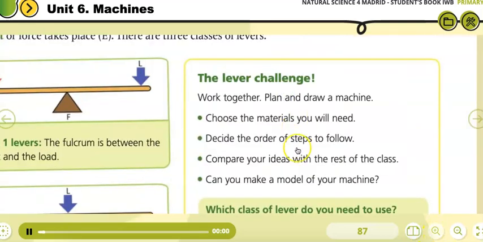So, the lever challenge. Class, I want you to work together, plan and draw a machine. Think of a machine that you want to create, and with paper and pencil, choose the materials you will need. Will you need wood, plastic, steel, aluminum? Now decide the order of steps to follow. Compare your ideas to the rest of your class. Can you make a model of your machine? Think about the types of objects you will need to create it. How will you do that?